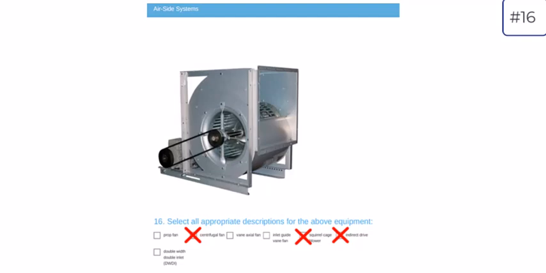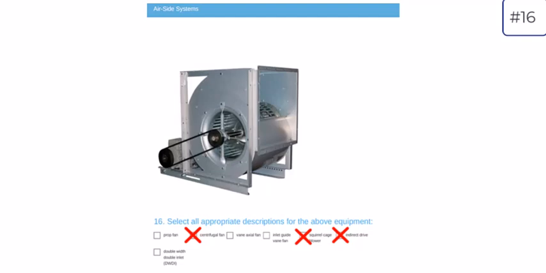Double width double inlet is a term for a piece of equipment where you have 2 of these blower assemblies or squirrel cage blowers that are effectively connected together, and you can have inlet on either side of the fan. That might be the case here, so if you put that, I would say that's fine.